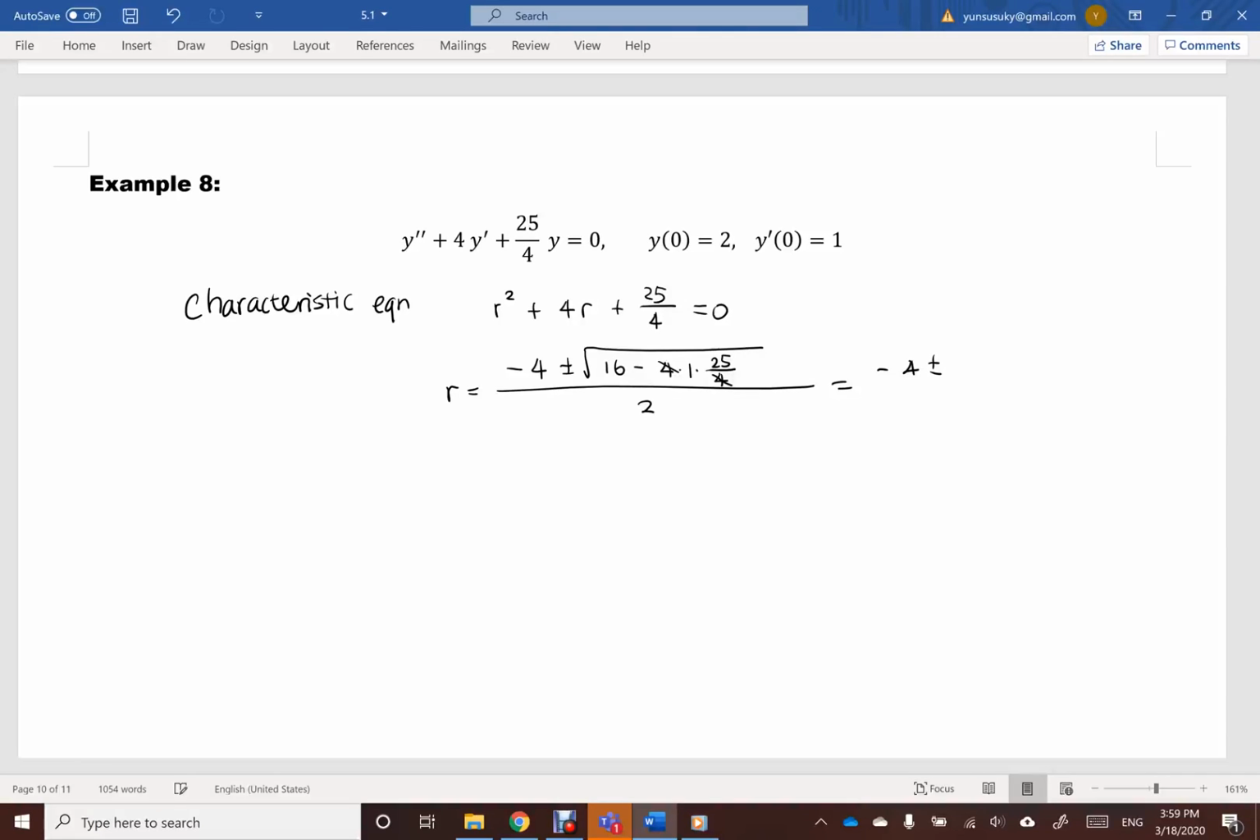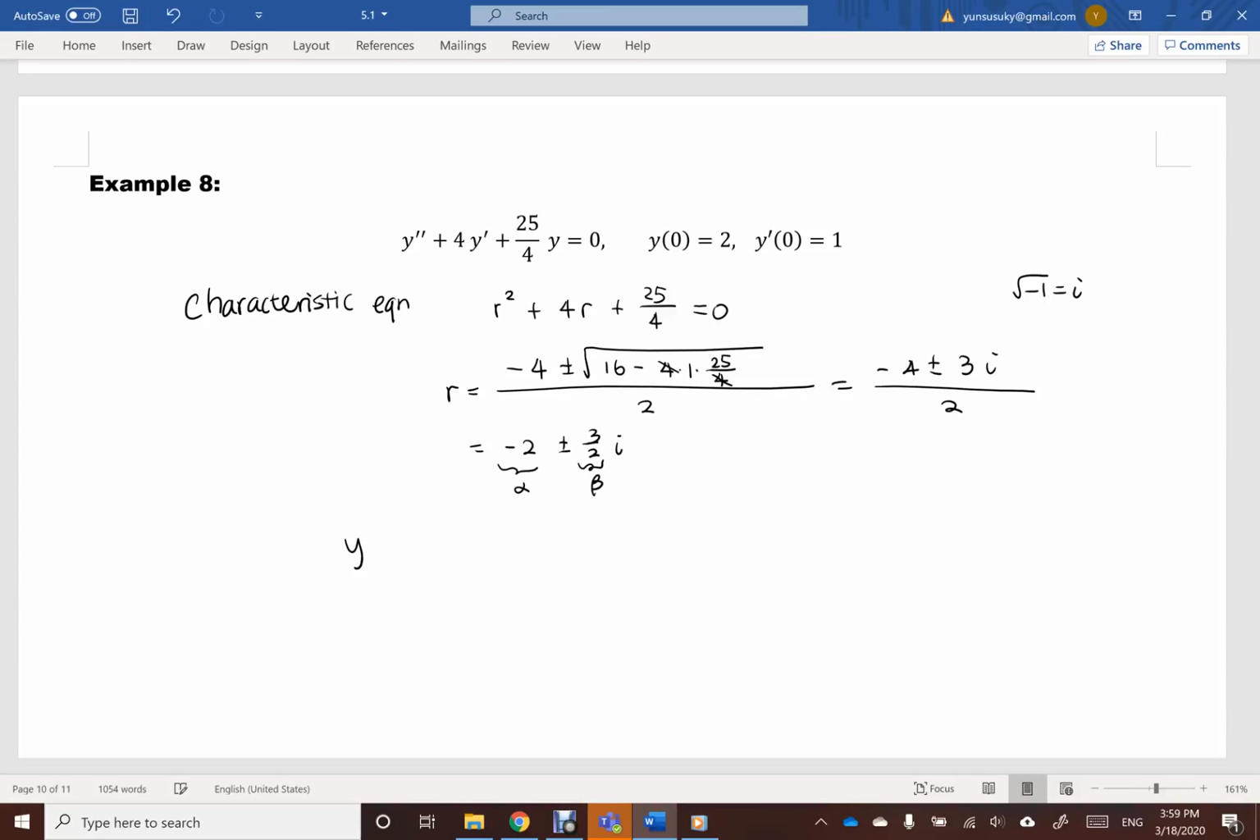Yes, that is negative 9, right? Square root of 9 is 3. Square root of minus 1 is i. Okay, square root of minus 1 is i. Alright, so we get negative 4 over 2, which is negative 2, plus or minus 3 over 2 i. So this is like the alpha, this is like the beta, and after we figure out the alpha and beta, we just use the formula.